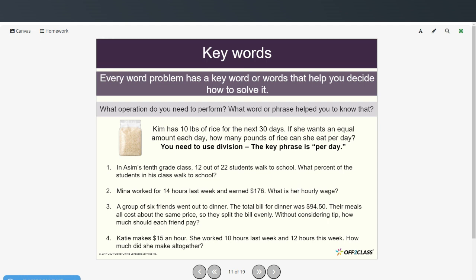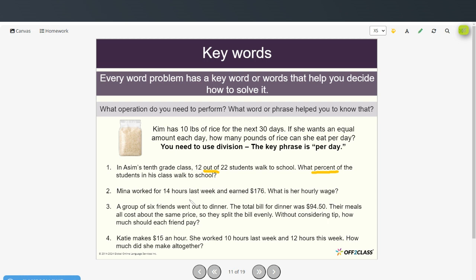So in Asim's 10th grade class, 12 out of 22 students walk to school. What percent of the students in his class walk to school? So here you would need division. The keywords would be percent and out of.